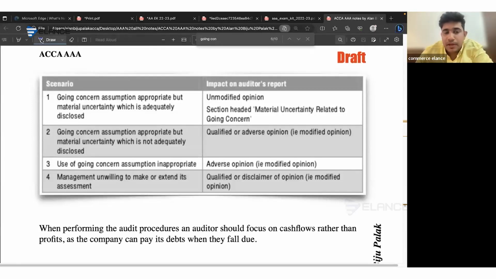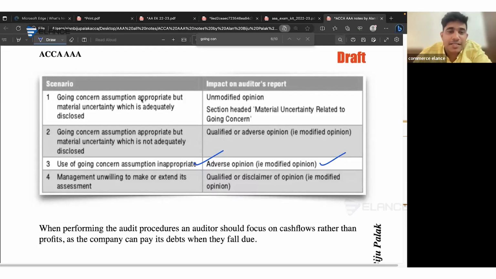Definitely unmodified opinion. If nothing is wrong with the going concern assumption, definitely we can provide an unmodified opinion. If the going concern assumption of the company is inappropriate, what do we need to give? We need to provide an adverse opinion, because matters relating to going concern will be material and pervasive.